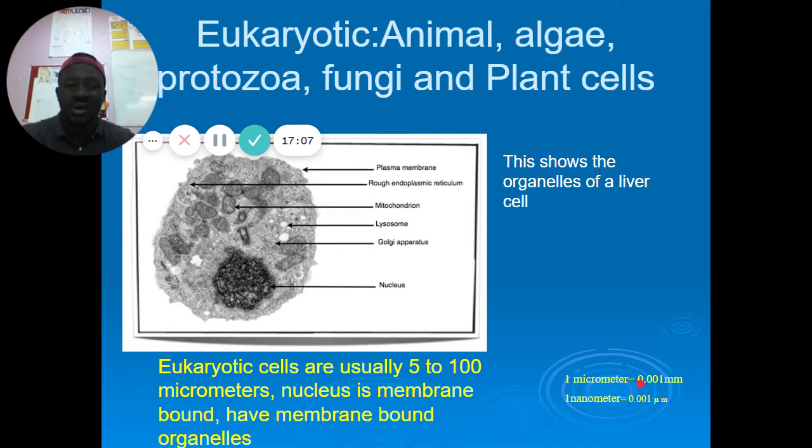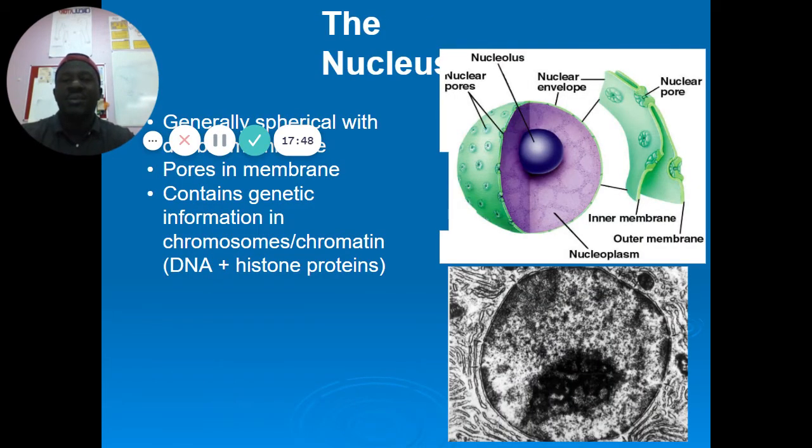As for starters, 1 micrometer is equivalent to 0.001 millimeter, and 1 nanometer is equivalent to 0.001 micrometers. So a eukaryotic cell has a nucleus that is membrane bound, and it has membrane bound organelles, as we've seen. And then we have the nucleus.